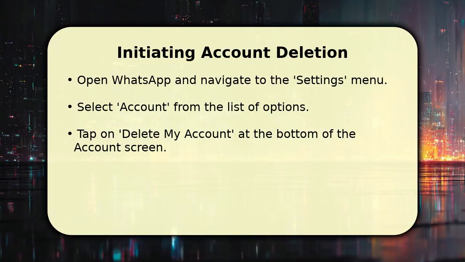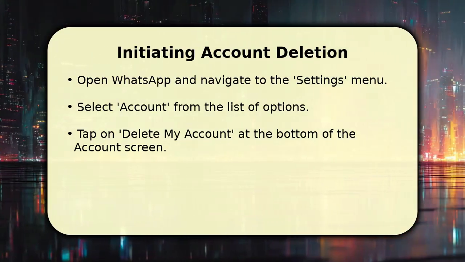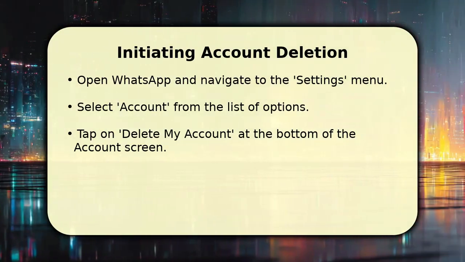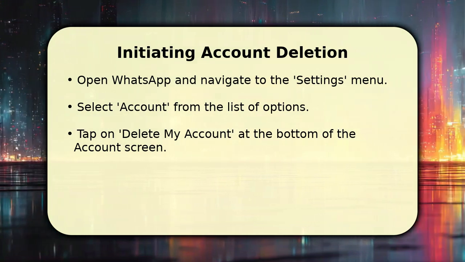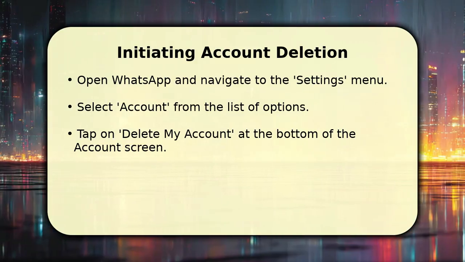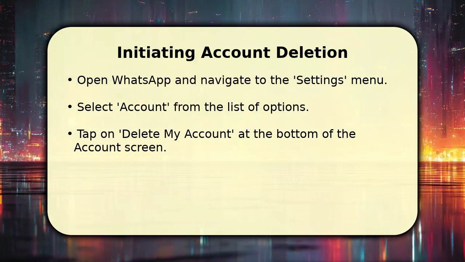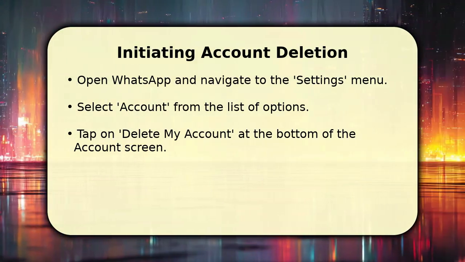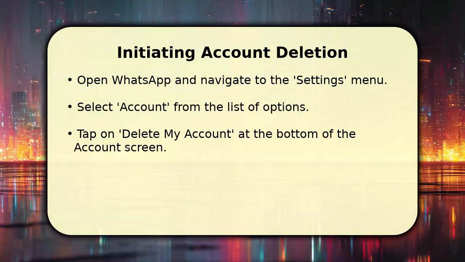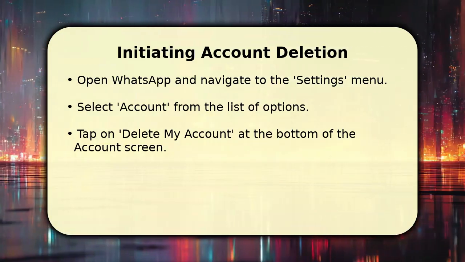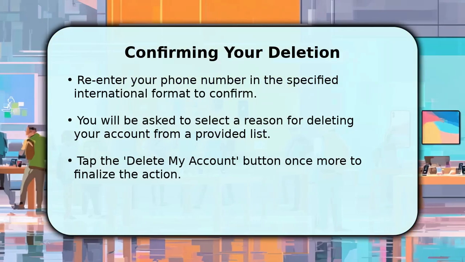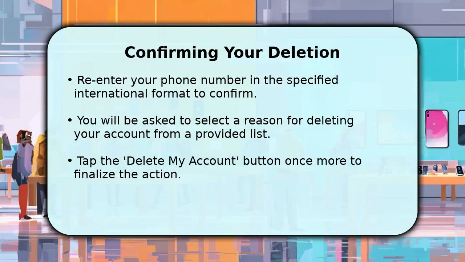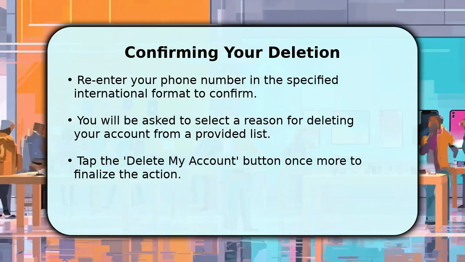To begin the deletion process, first open your WhatsApp application. Navigate to the Settings menu, which is usually found in the bottom right or top right corner. From the Settings list, select the Account option. Then, at the bottom of the account screen, you will find Delete My Account. Tap on this. You will then be prompted to enter your full phone number, including your country code. After entering your phone number, you will need to re-enter it one final time for confirmation.